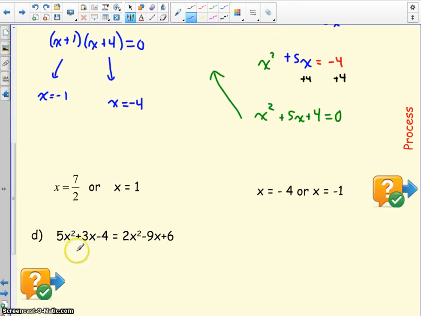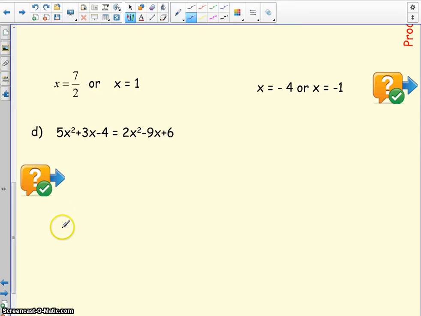well, it looks like I have two D's in a row here, but the second letter D on this page, try it right now, and check, and again, push play when you're ready to see your answer.